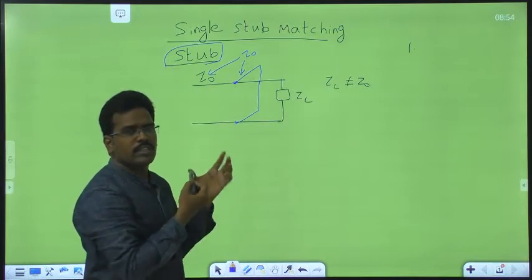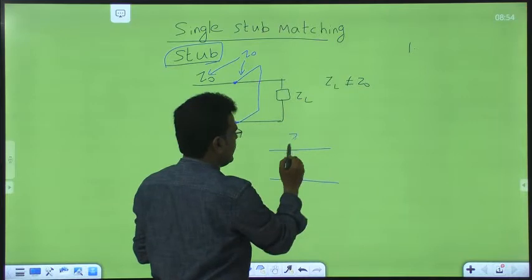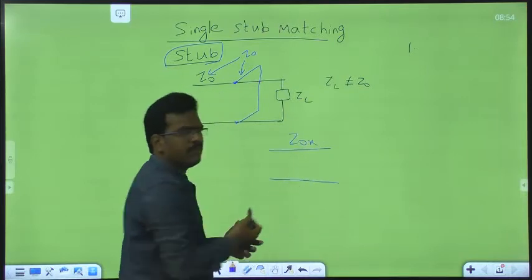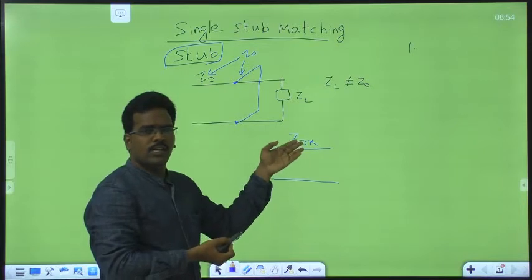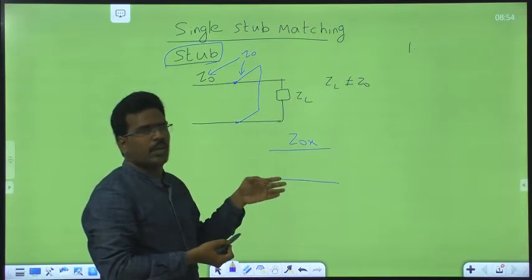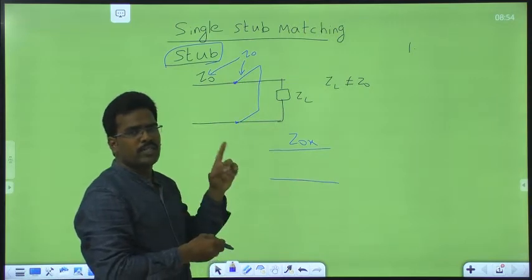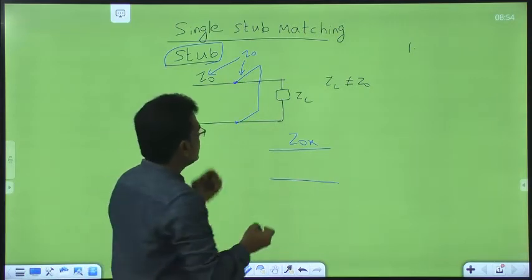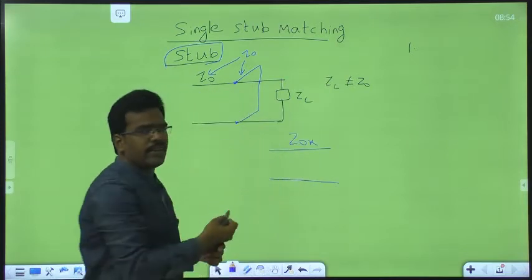So what is the advantage of this method? There is no need to design a transmission line with a different characteristic impedance, because in the previous case we had to keep changing this transmission line with different Z0 values. That is not required in this case. That's one advantage of using a stub. Here you can use this stub in different ways.